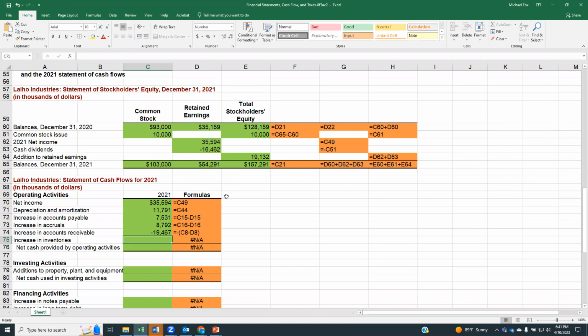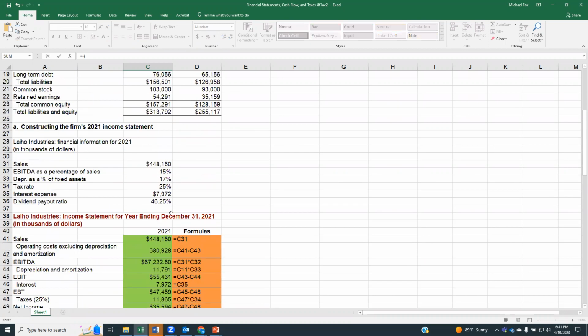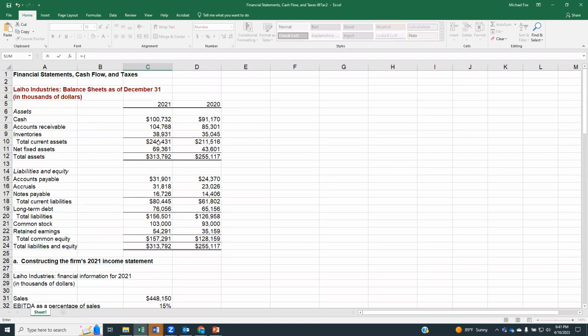Okay, again, if that's too confusing, just remember for assets, we adjust in the opposite direction. So if an asset increases, we do a decrease adjustment to cash. And conversely, if an asset decreases, we're going to do an increase adjustment to cash. So we'll do the same thing for our increase in inventories. Whoops. So I go minus, and then I go up to my inventories on my balance sheet and take this year minus last year.